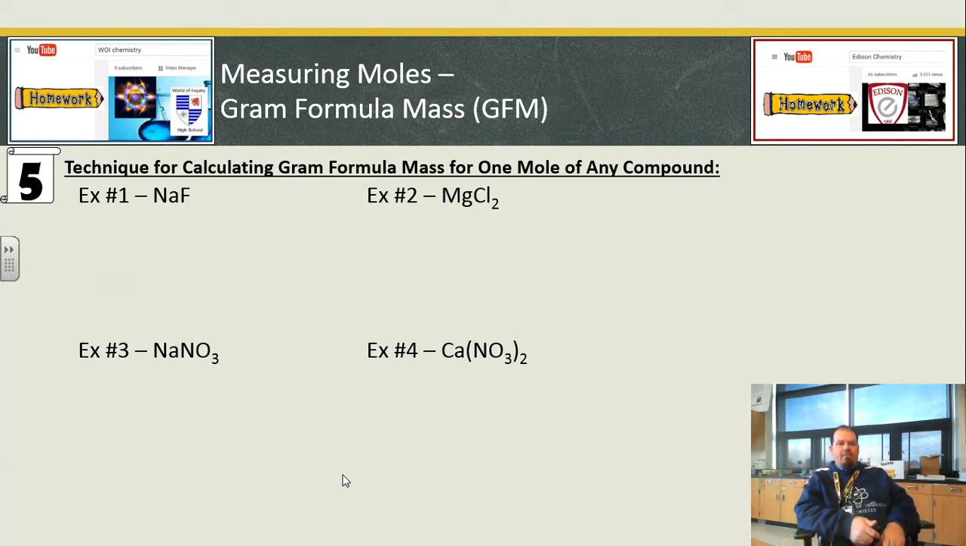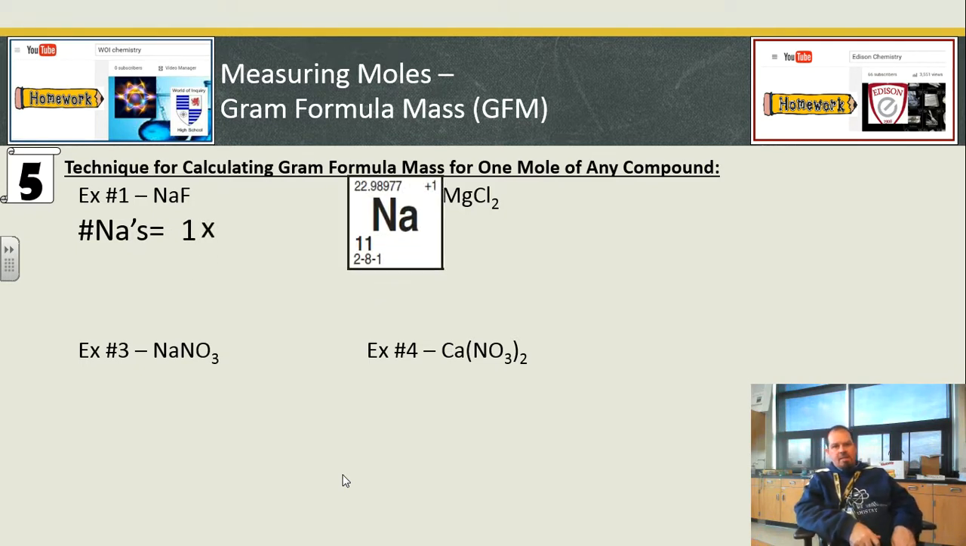Example 1, NaF. So I see I have an Na, and how many of them do I have? I got 1. And then I look up on my handy dandy reference table and I see that the mass of Na is the top number, which is 22.98977. And I promised you that this is not honors chemistry. We will just round that to 23. Can we all agree that 22.989 is much closer to 23 than 22?